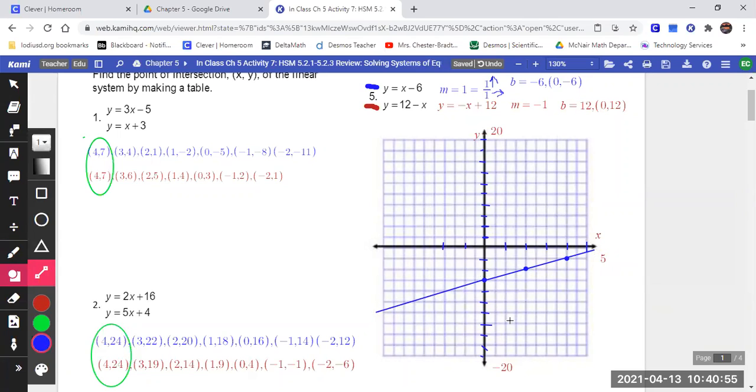Okay? And you would put coordinates on here. And you would repeat it for the second one.